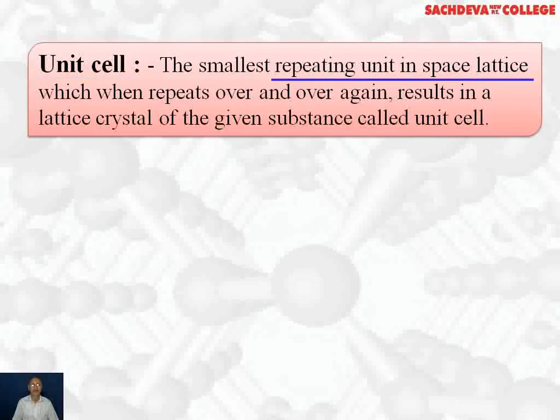The small repeating unit in space lattice, which when repeated over and over again results in the lattice crystal of a given substance, is called unit cell. For example, a brick is a unit cell of the wall, because when we repeat bricks in a different fashion, it leads to the formation of a wall.